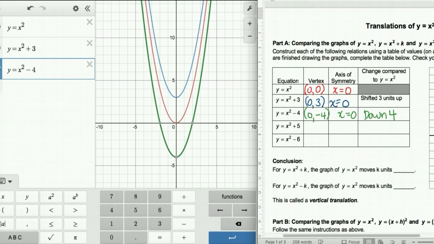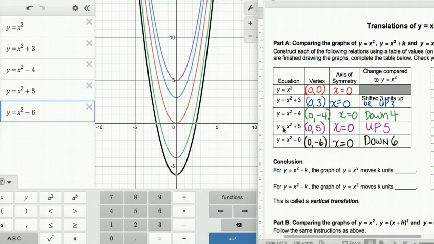From there, make a prediction with these next two, and then go ahead and graph them and see if you're correct. For the last two here, hopefully you saw that if it was plus 3 in the equation, it went up 3.